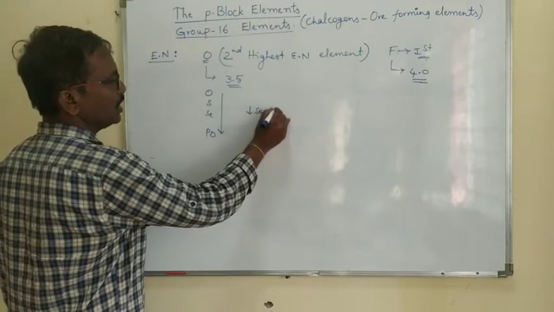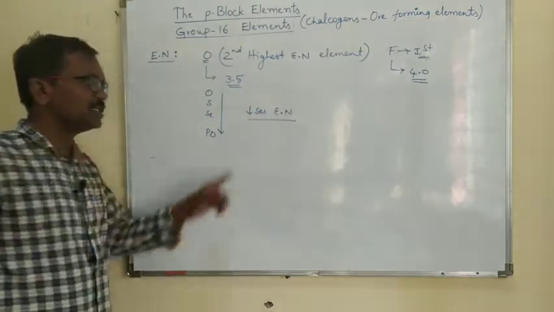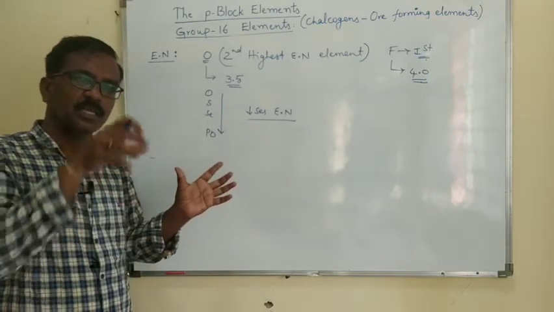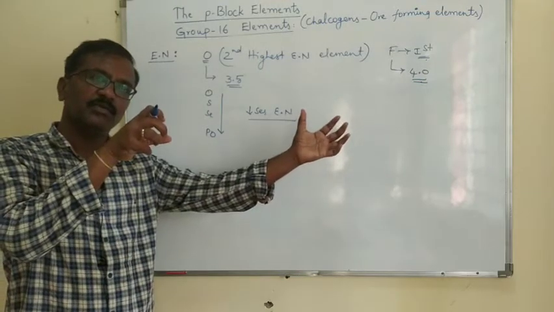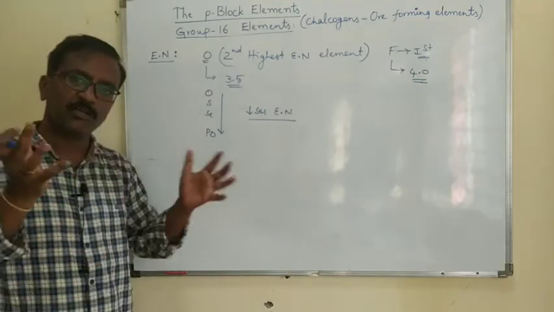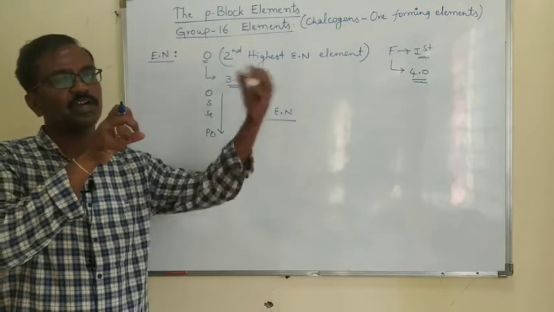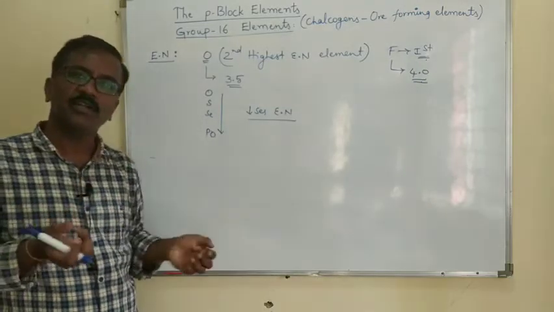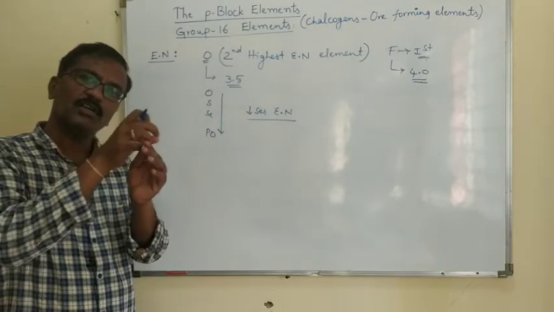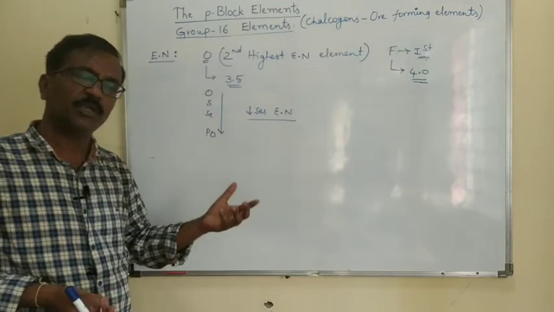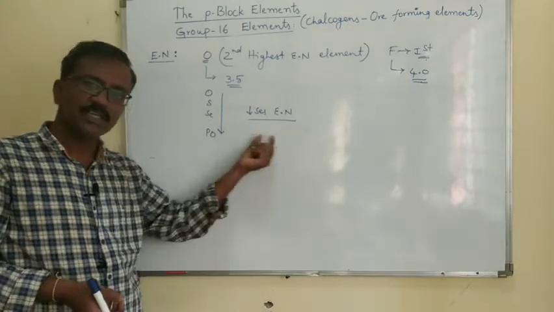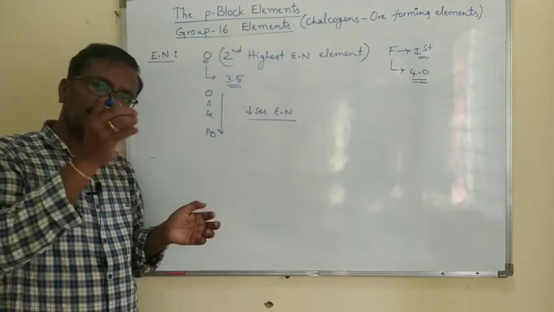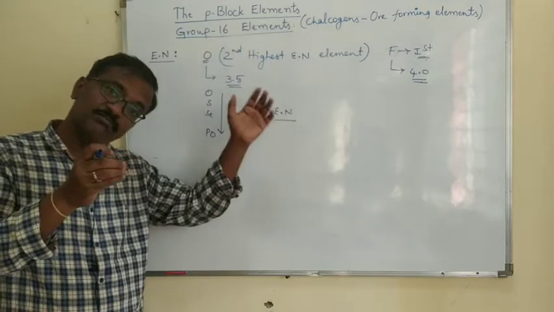Electronegativity decreases. Why does it decrease? Because atomic size increases, the nucleus's attraction of electrons decreases, because the distance between the nucleus and the outermost electron becomes larger. If the size is small, the electron attracting power is more. Because the nucleus is a positive charge, it can attract the electron very effectively when the size is very small. When the size is big, the nucleus attraction decreases.